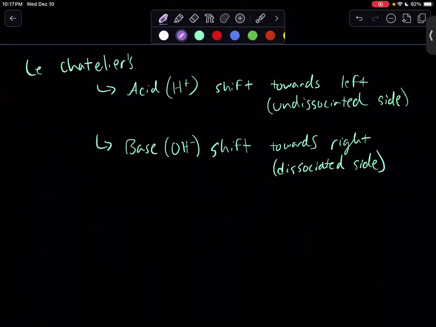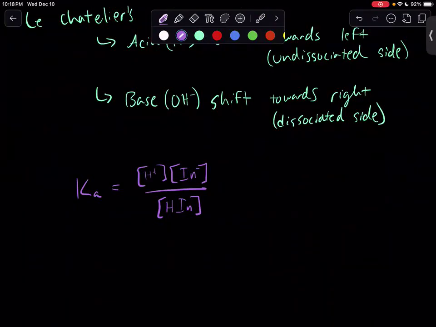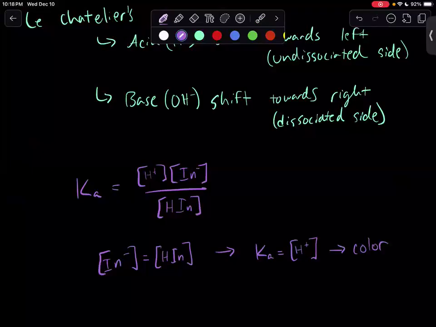If we look at the equilibrium constant of the acid that is the indicator, Ka, using that equation, we see that H plus times our indicator will be divided by H indicator. Using this equilibrium constant, we notice that if the concentration of our indicator conjugate is equal to the concentration of the H indicator, in our equation we could cancel these out. We see that that is actually where the Ka equals the concentration of H plus. This is therefore where the color shifts. Color changes.